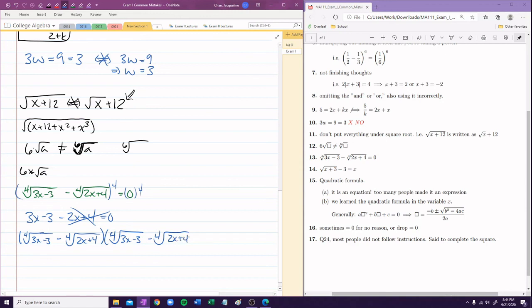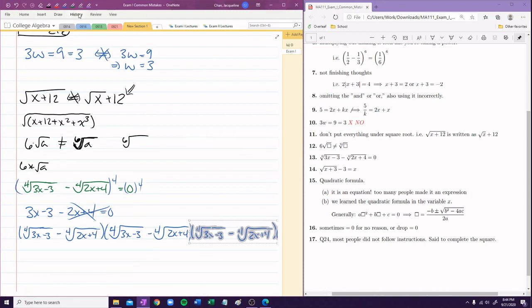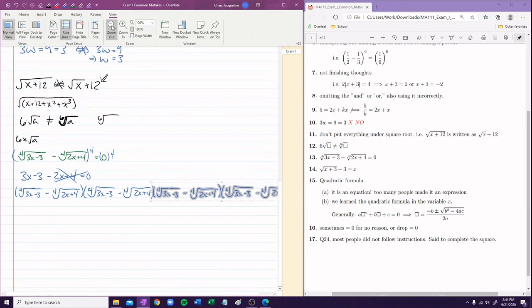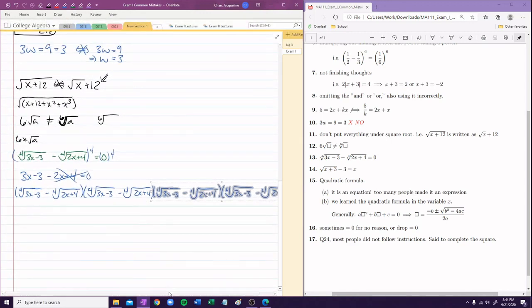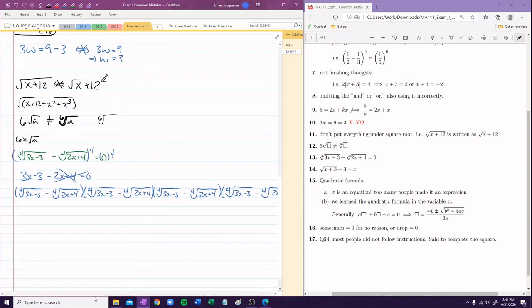This is a lot, but do you guys get the picture? I'll copy and paste this, then I'll have 4. I have to make this a little smaller real fast. As you can see, this is the fourth root of 3x minus 3 minus the fourth root of 2x plus 4, all to the fourth power. This is what it means. This is gross, I don't want to do it. But if you did it like this, it's also wrong. So what is the correct way to do it?